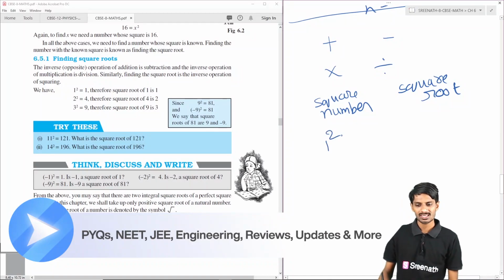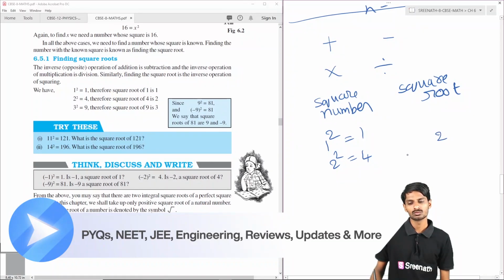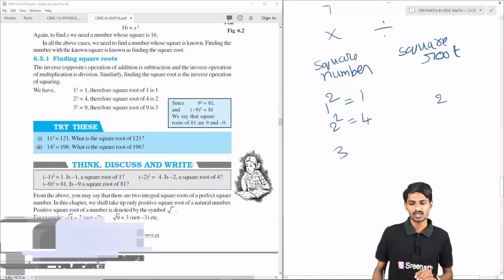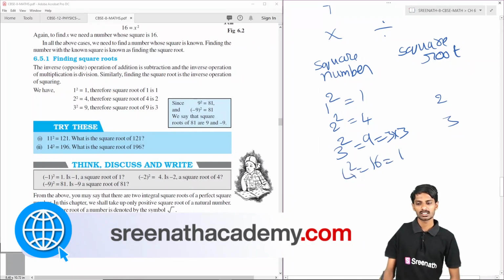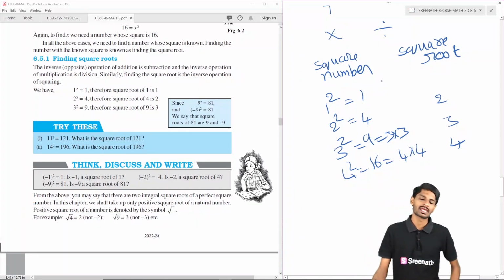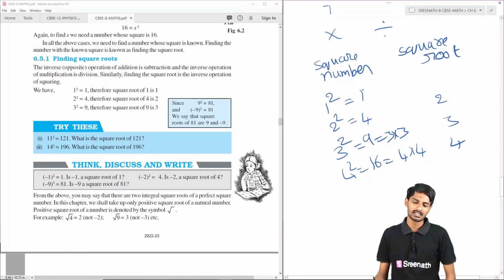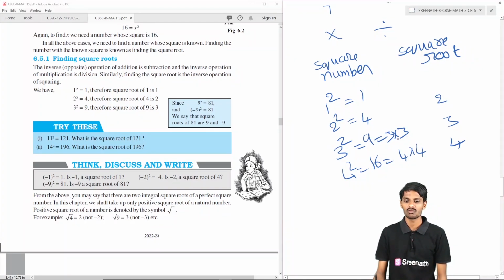So 1 square equals 1. 2 square equals 4, and the square root is 2. 3 square is 9, you can write it as 3 into 3, and its square root is 3. 4 square equals 16, we can write it as 4 into 4, and the square root is 4. By doing so, you can observe we can express the square number as the product of a number and itself, and one of those factors is the square root. That's simple. It is the inverse operation of the square number.